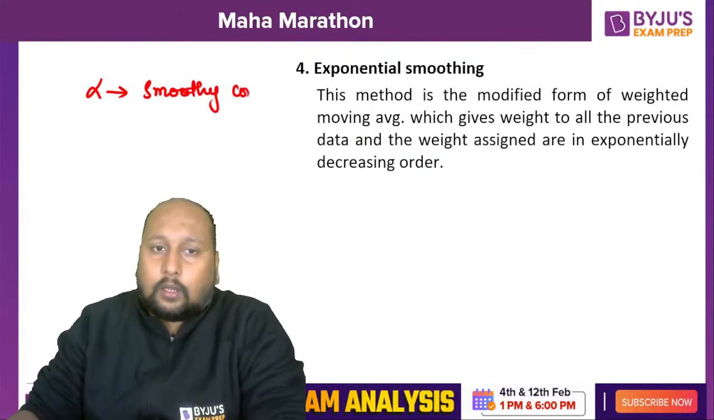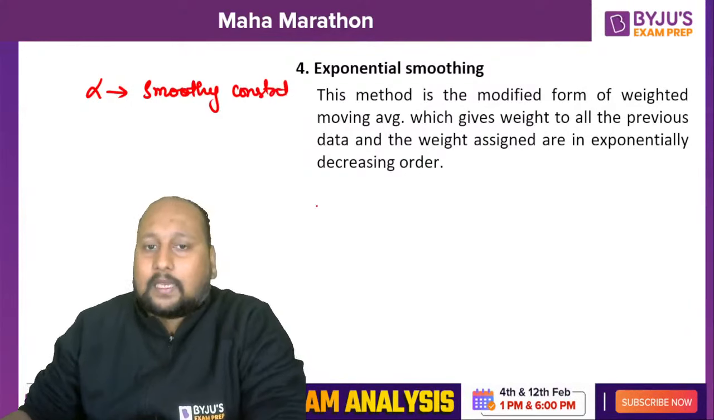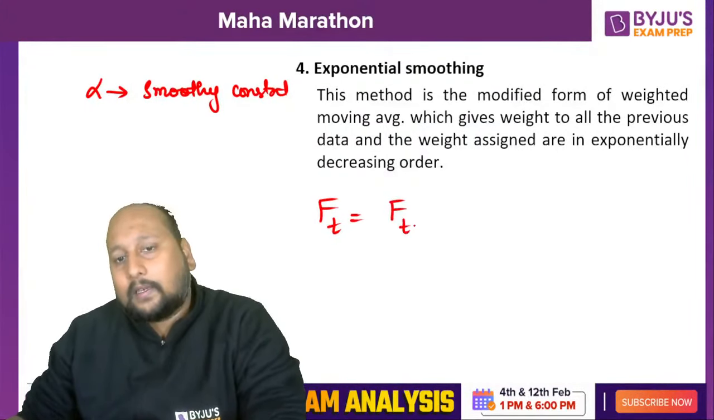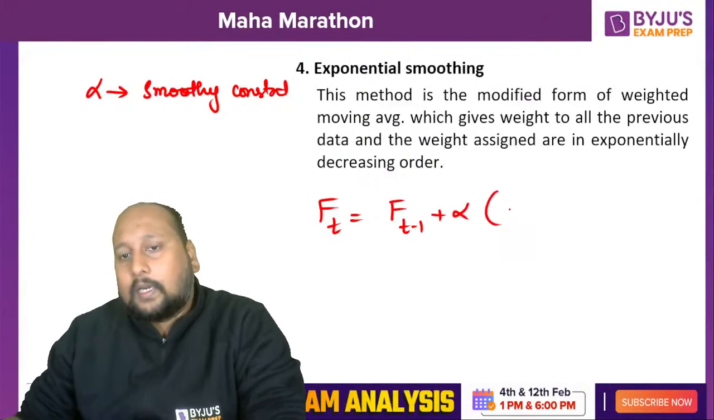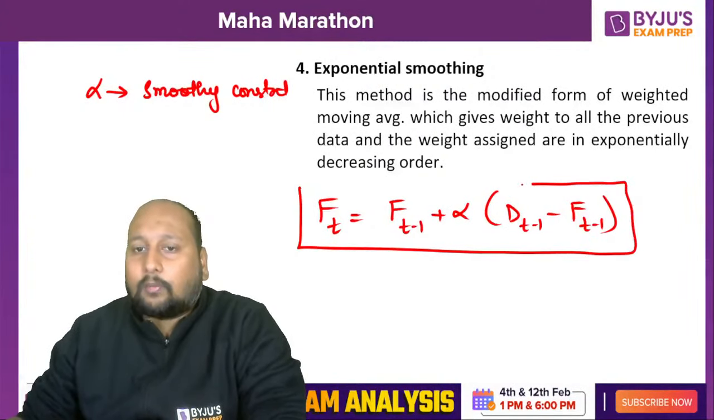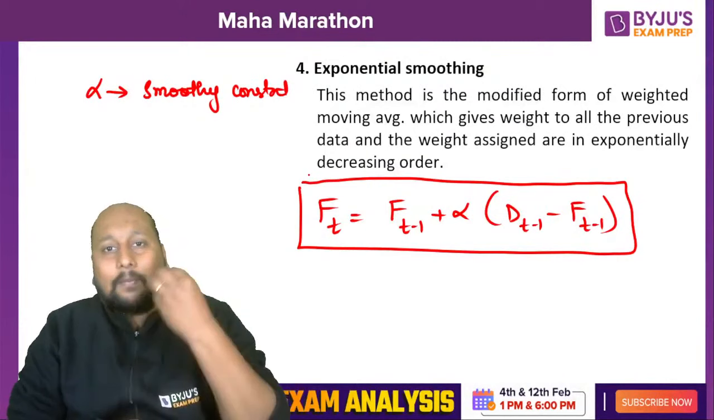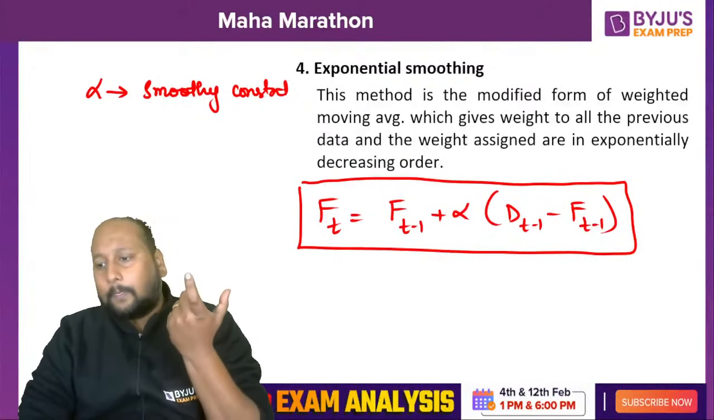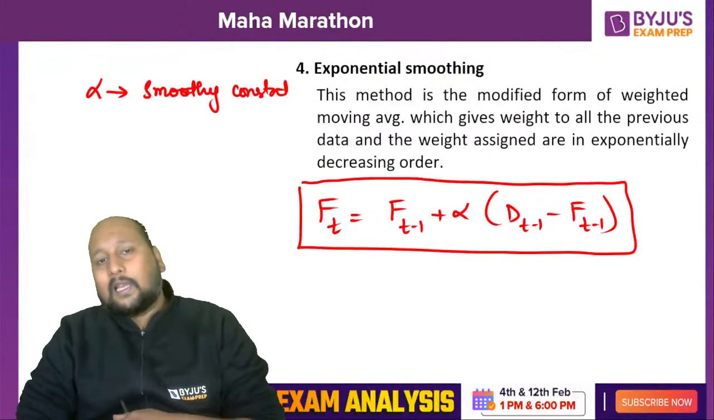Smoothing constant, right? So I can say the forecast for any time period t is equal to the forecast for the nth time period plus alpha times the demand for the nth time period minus the forecast for the nth time period. By using this formulation, we are able to calculate the forecast for any month just by knowing the previous value.